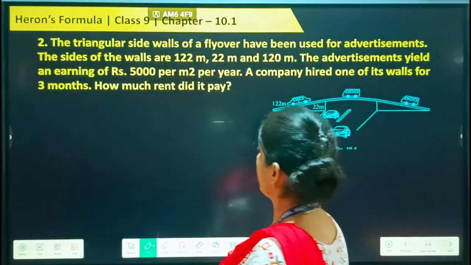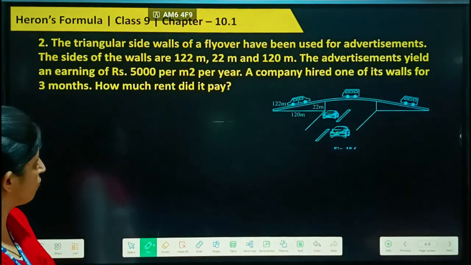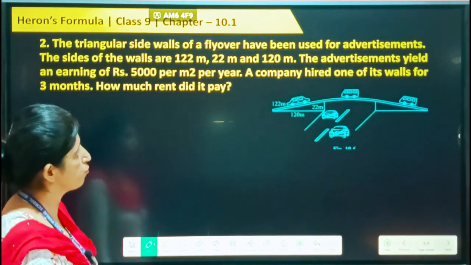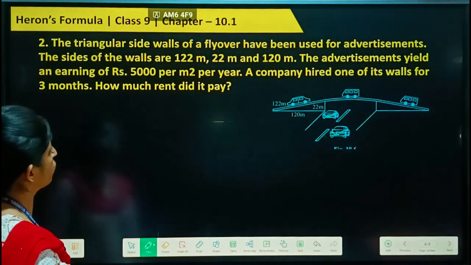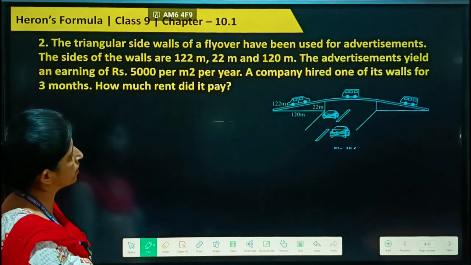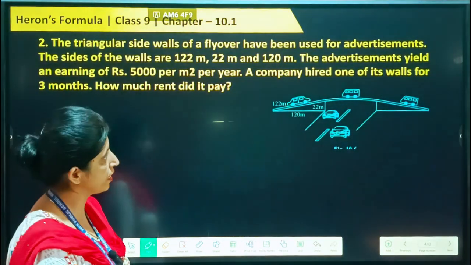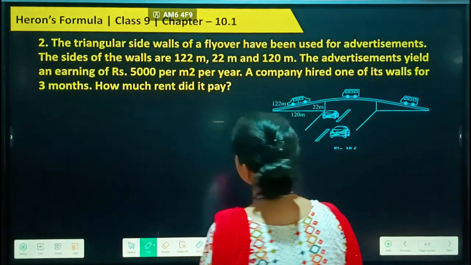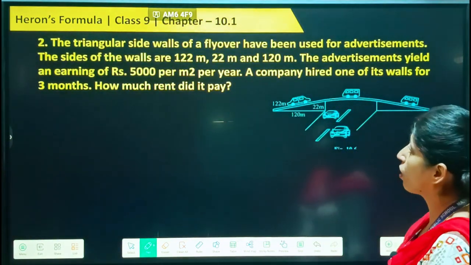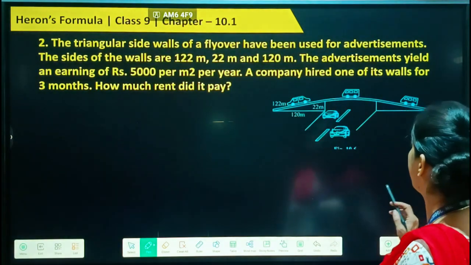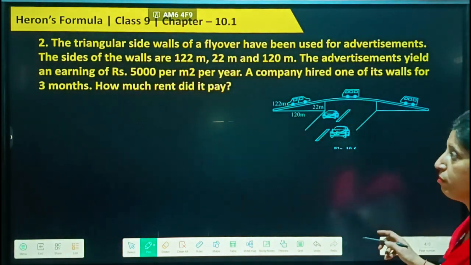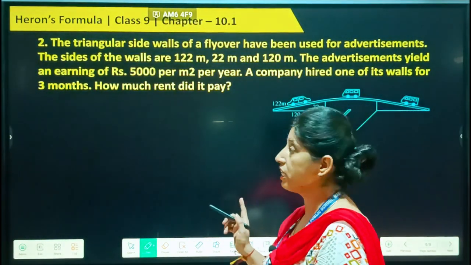The triangular side walls of a flyover have been used for advertisements. The sides of the walls are 122 meter, 22 meter and 120 meter. The advertisements yield an earning of rupees 5,000 per meter square per year. A company hired one of its walls for 3 months. How much rent did it pay?